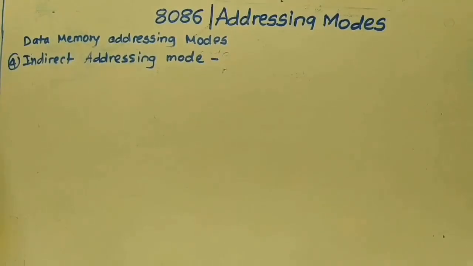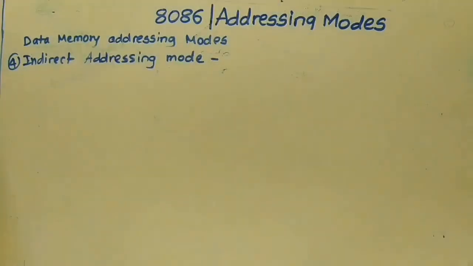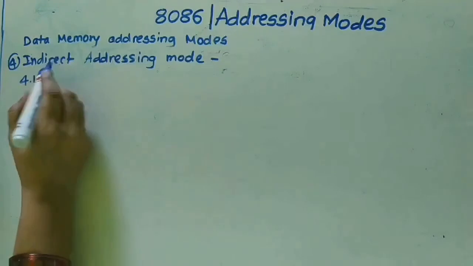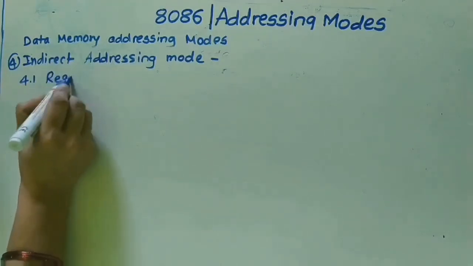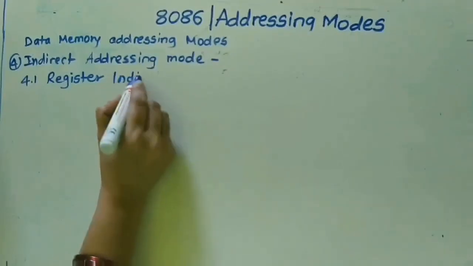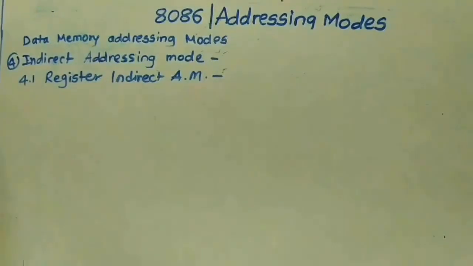So the fourth data memory addressing mode is indirect addressing mode. There are 4 types of indirect addressing mode. First one is register indirect addressing mode. Second is register relative addressing mode, then base indexed addressing mode, and base relative plus indexed addressing mode.